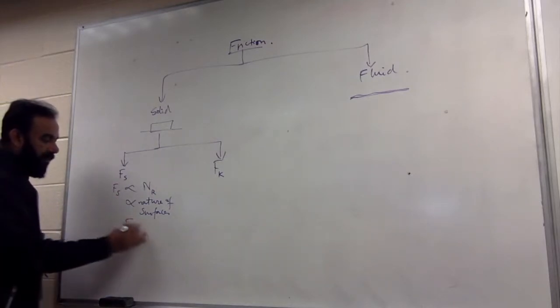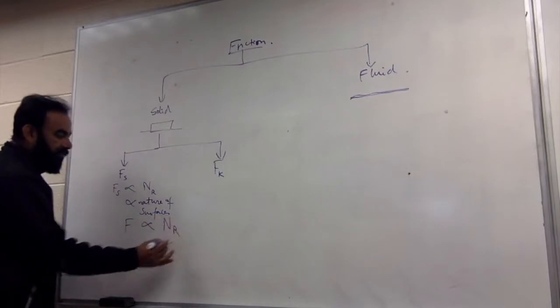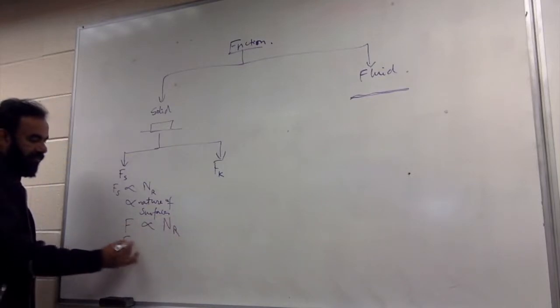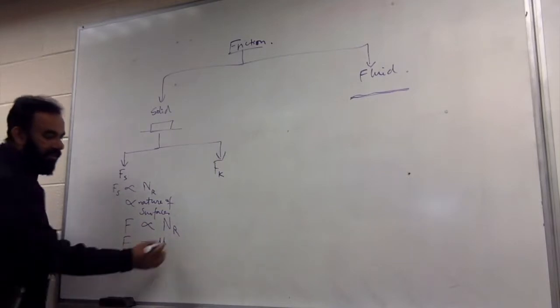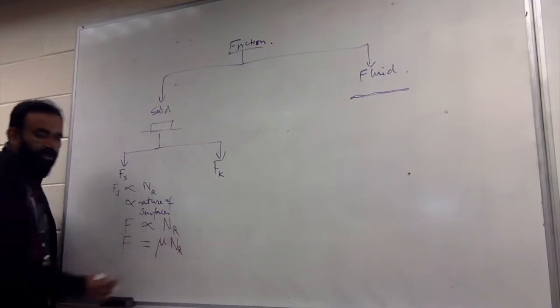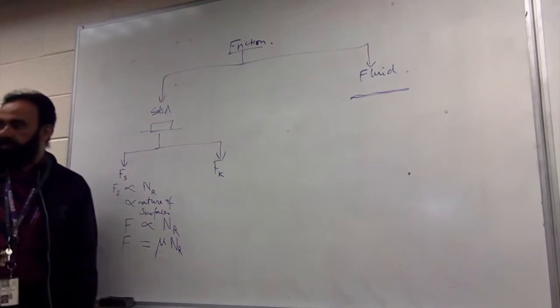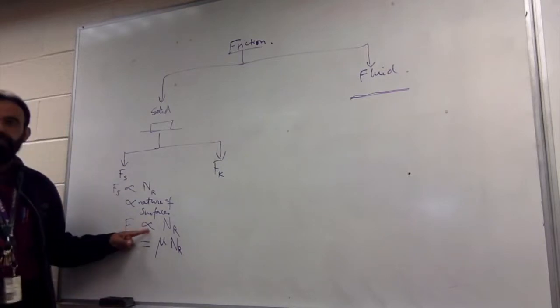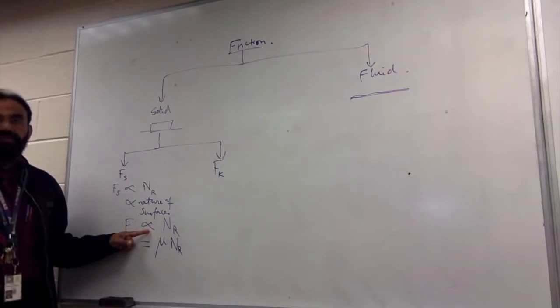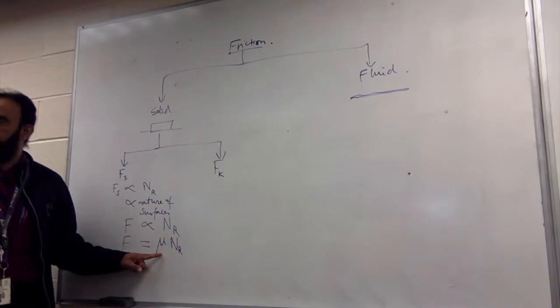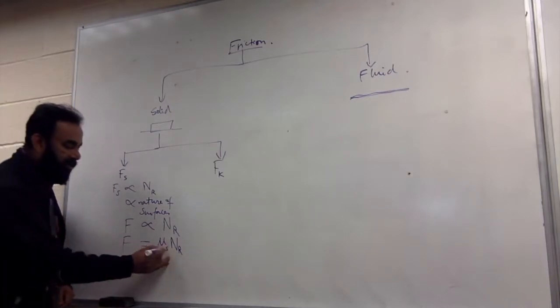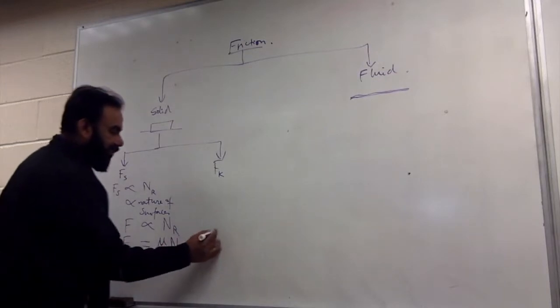And so Fs is proportional to NR, and Fs is equal to a constant of proportionality times NR. You know the constant of proportionality concept, right? If you have a proportional sign, and you want to convert it into an equation, we need to bring in a constant, right? And this is what we call the coefficient of static friction.